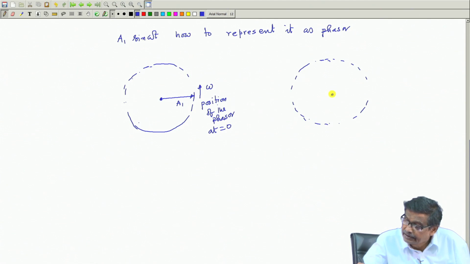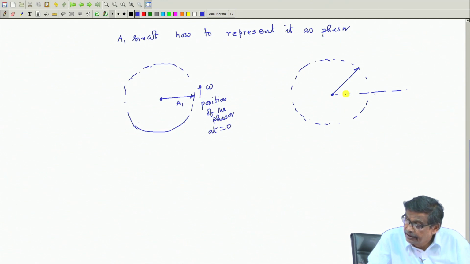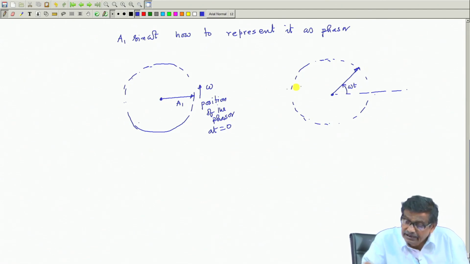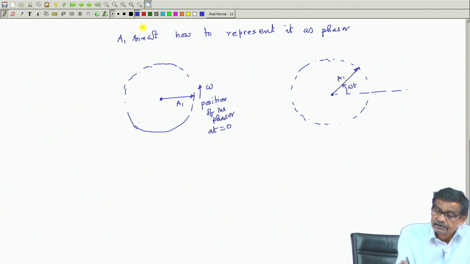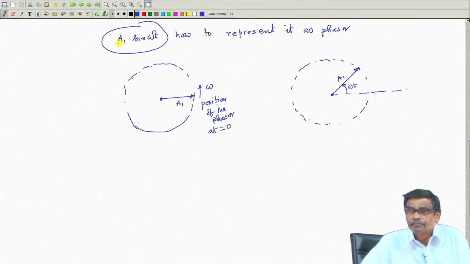Position of the phasor at any time t: it is moving with speed omega and it was horizontal at t equal to 0, so it must have moved this angle. So, the position of this phasor will come here. What is the length of the phasor? I have taken it to be the amplitude of the sinusoidal quantity. What is its amplitude? A1. So, this will be the phasor.